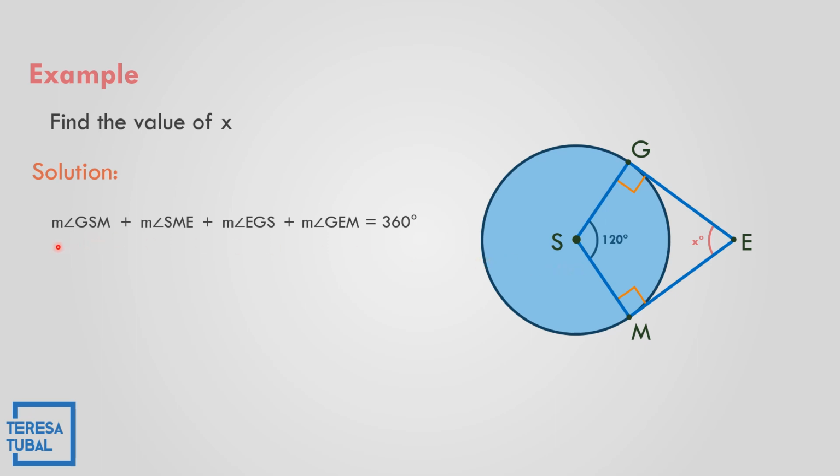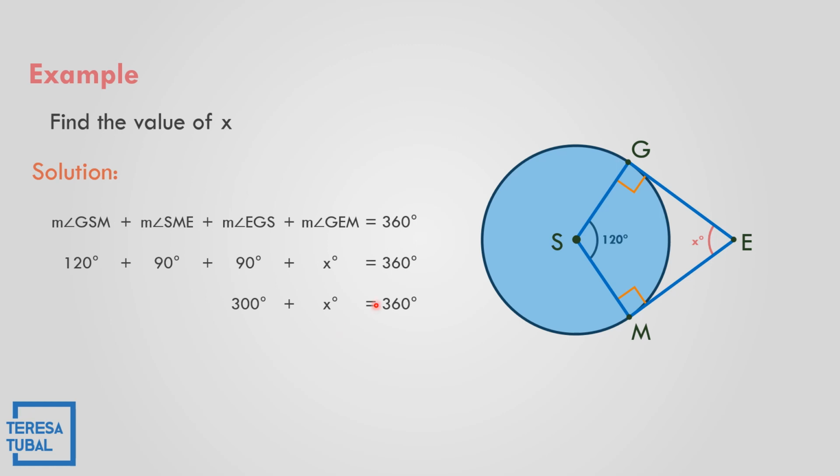The measure of angle GSM is equal to 120 degrees. The tangent line is perpendicular to the radius, so that is equivalent to 90 degrees because it forms 90 degrees. So the measure of angle SME and the measure of angle EGS are equal to 90 degrees. And the measure of angle GEM is equal to x degrees. So the total is equal to 360 degrees because that is a quadrilateral. Let us add 120 degrees plus 90 degrees plus 90 degrees, that is equal to 300 degrees.